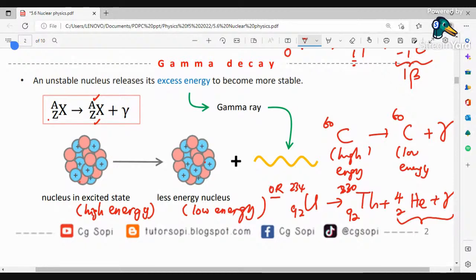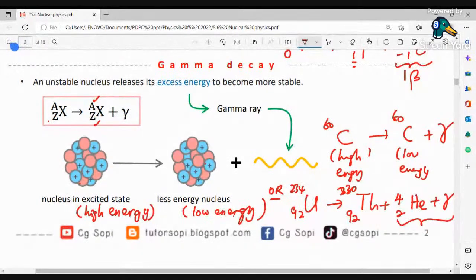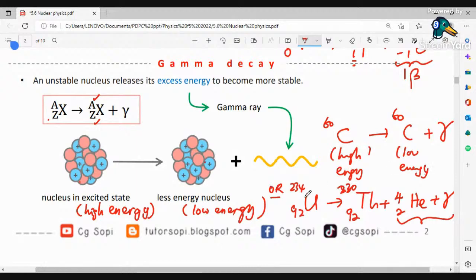So means for the decay process, sometimes the nucleus will emit more than one type of radiation. Sometimes emit alpha and beta at the same time. Okay, sometimes beta and gamma. Okay, depends on the situation. So that one we call it radioactive decay. Radioactive decay, there are 3 types. Alpha decay, beta decay, gamma decay. No need to memorize the element like cobalt 60, uranium 234, no need. Just know the general one. Ini saja, general. Okay, general.